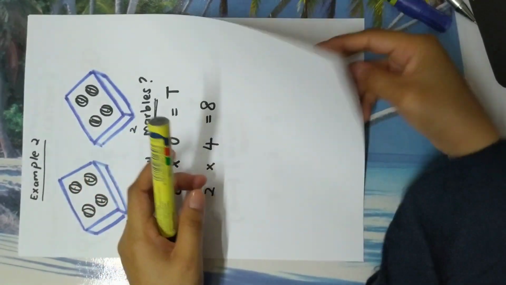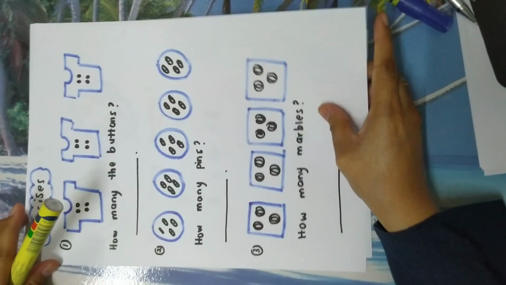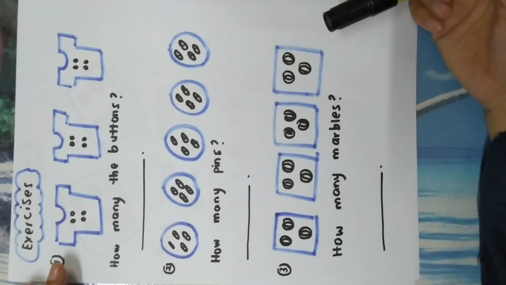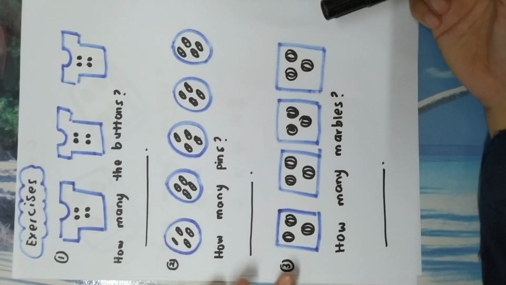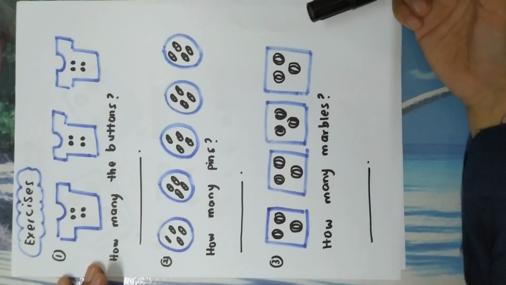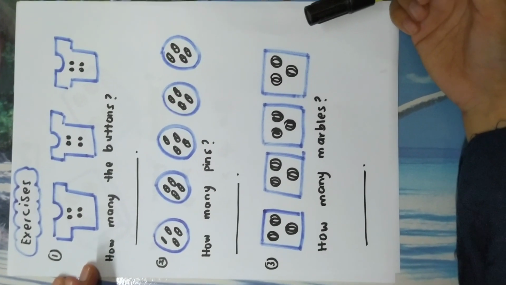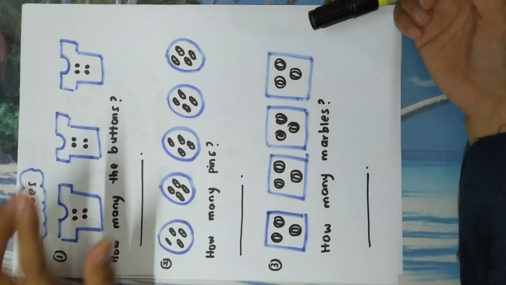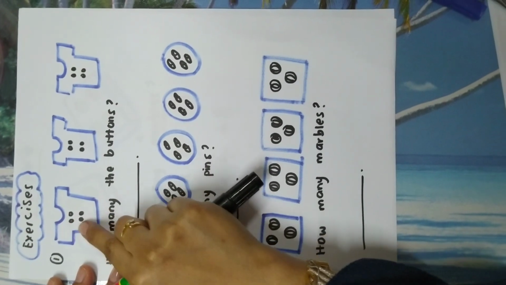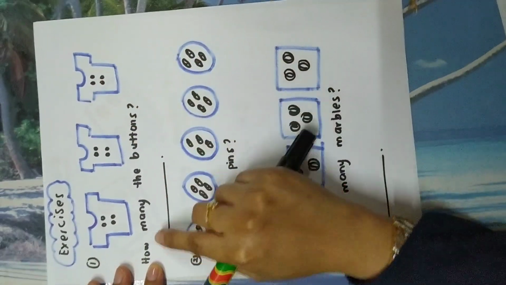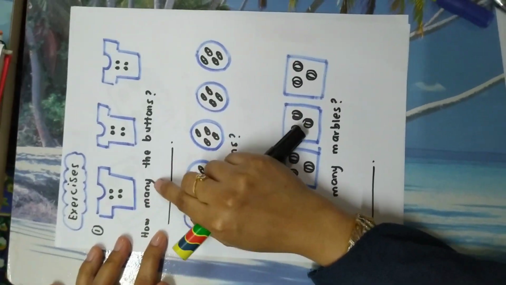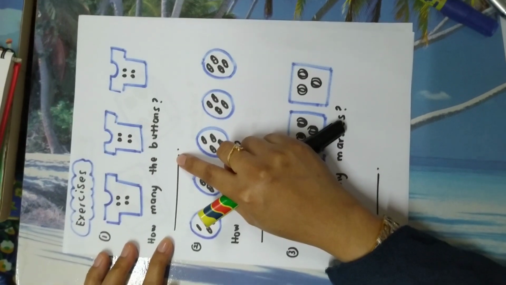We go to exercise. Okay, so exercise here. We have 3 questions. Number 1, number 2, and number 3. The number 1 is you need to count the buttons. So how many buttons? So here we have 3 t-shirts. And then you need to count how many buttons here. And then you write down here the formula, which is G times O equal to T. And then you write down the answer.